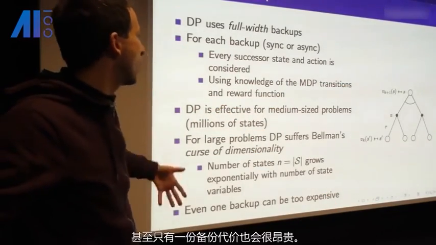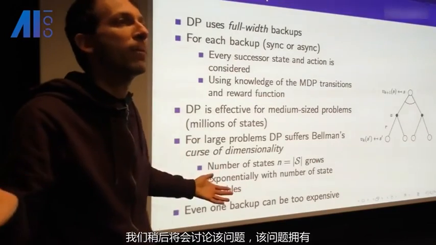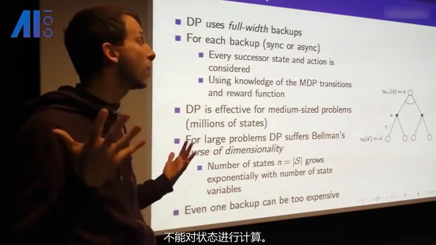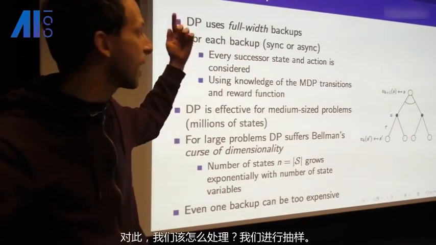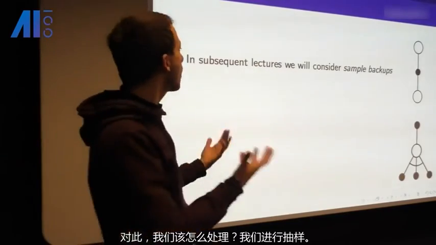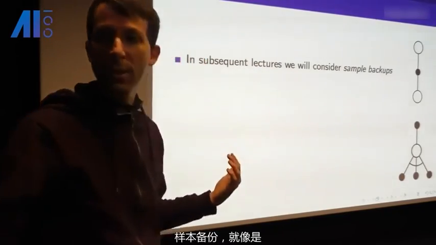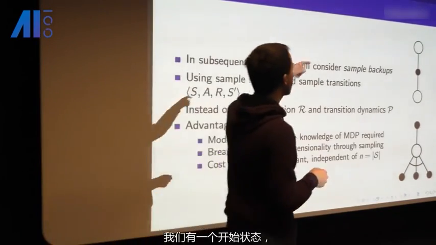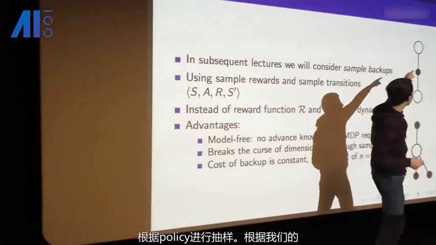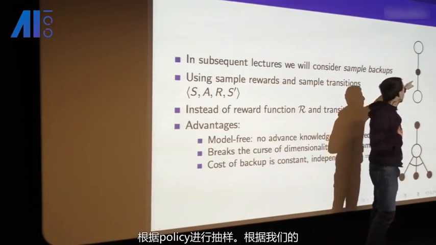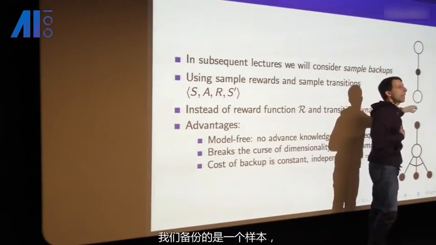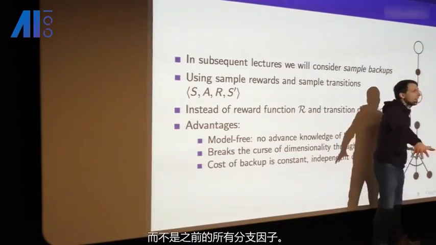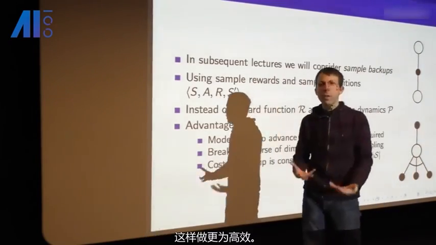And in cases where even one backup is too expensive, we're going to talk about problems later with 10 to the 170 states, you can't even do one iteration of dynamic programming. You can't even do one backup. You can't even compute this for one state. So what you do, you sample. In subsequent lectures, we'll consider sample backups that look like this. We start in a state, sample one action according to our policy, sample one transition according to our dynamics, and do a backup based on that one sample instead of the full branching factor. That's going to give us a lot more efficiency.